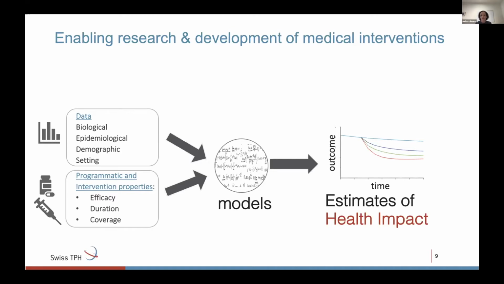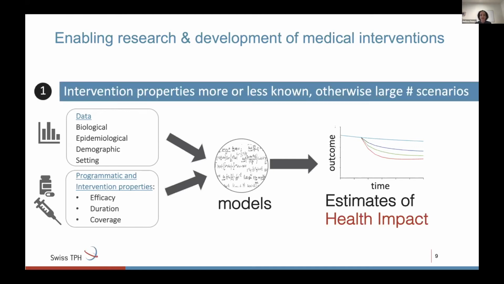We can place these into our models that have captured all of these interactions, and many of them nonlinear interactions, to estimate the impact on health. And so this might be a certain outcome like disease prevalence or incidence. This very classical approach means that in general, we need to have some knowledge about these intervention properties. Otherwise, we have an extremely large number of scenarios to make these relative comparisons. And this means when you're developing very new tools, very early on in the development, we don't really have a strong handle on how long a vaccine may last, for instance, or how we're really going to target populations if we have supply constraints.